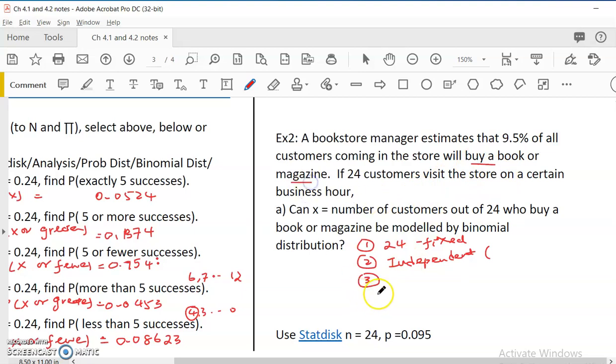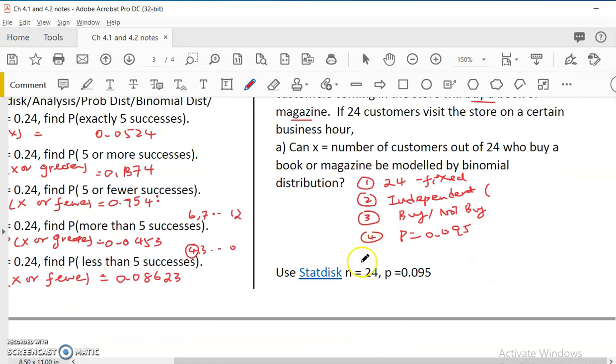So it's a bookstore. Number 3 is, am I counting buy or not buy, right? So that's very clear cut. 2 outcomes. And do we know the probability of someone buying a book? So we have the probability, right? P equal to 0.095. 9.5% is 0.095. So we can say it can be modeled by binomial, and sometimes we write it as binomial 24 and then 0.095.